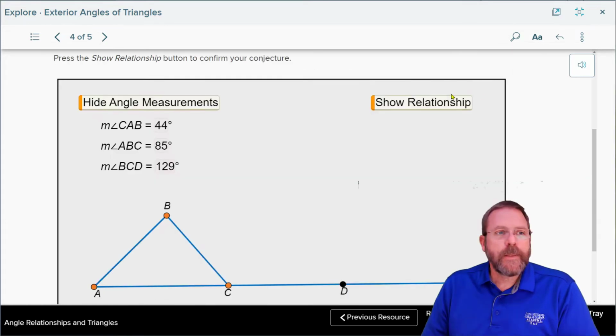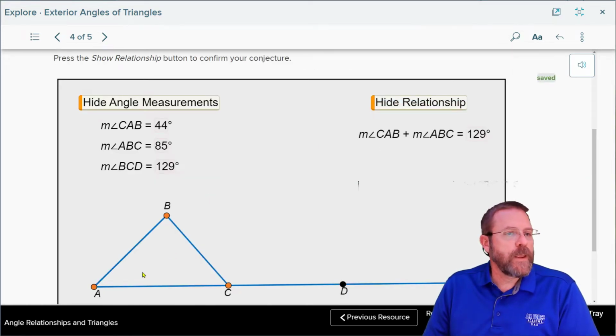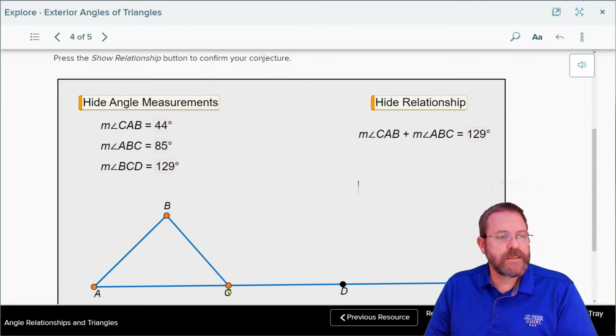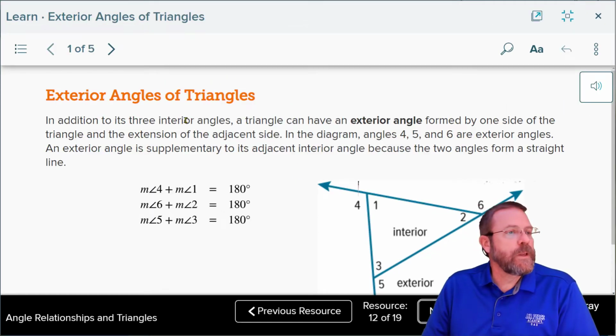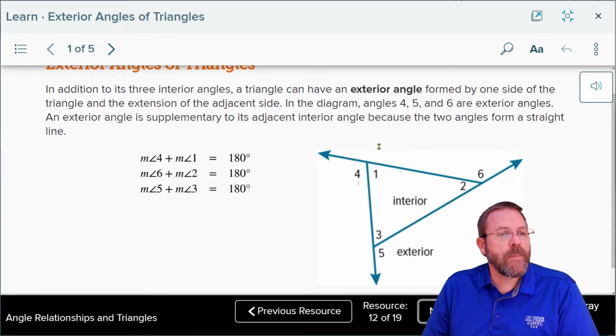Good stuff to know. And they give us a formula here now for that, saying the measure of angle CAB, that's this one here, plus the measure of angle ABC, that's this one right here, equals the 129 degrees of measure of angle BCD. In addition to its three interior angles, a triangle can have an exterior angle formed by one of the sides of the triangle and the extension of the adjacent side. In the diagram, angles 4, 5, and 6 are exterior angles.